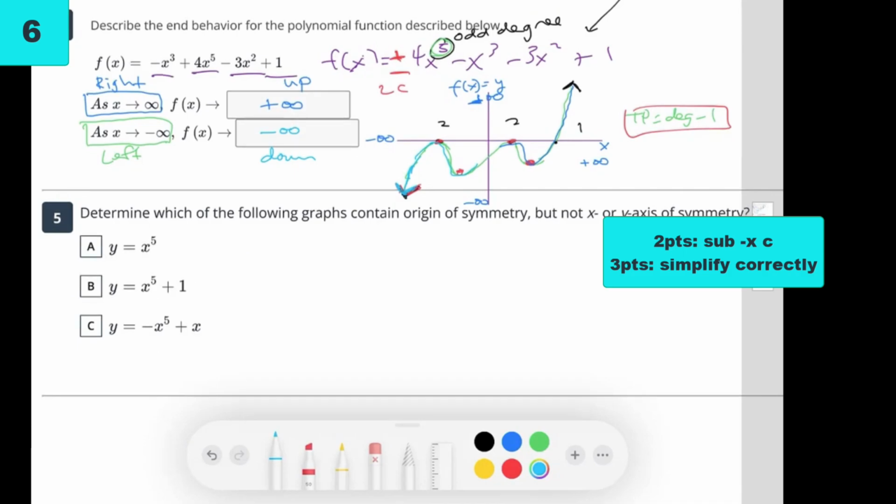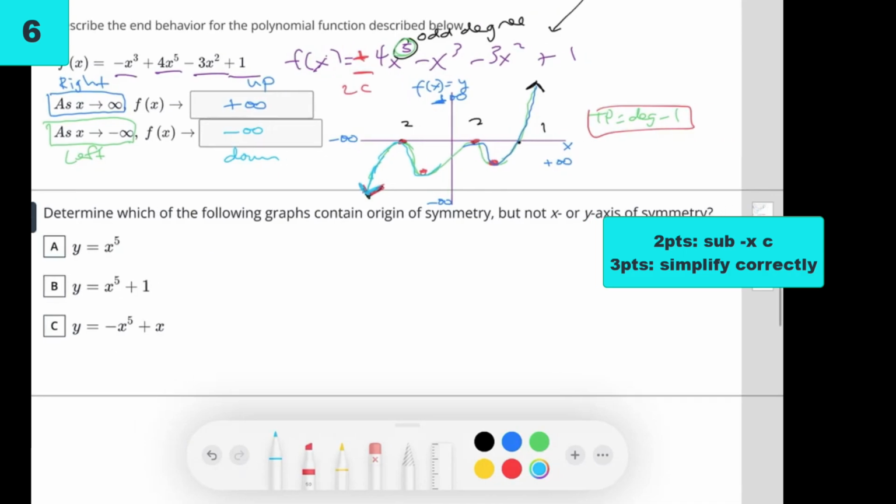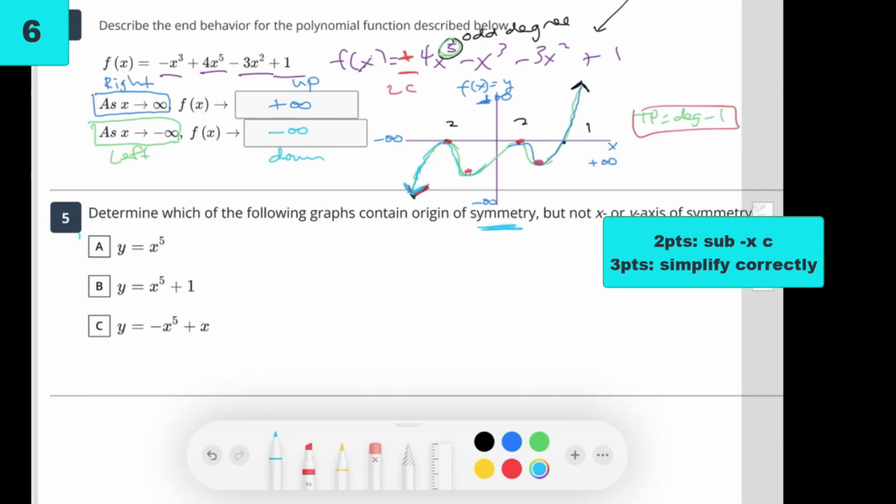All right, let's go over question number 5. Determine which of the following graphs contain origin symmetry, but not x or y axis symmetry. So symmetry, you know, if you graph these, let's just do a quick graph of this one. This is an odd degree, so I know it's going to look something like this.